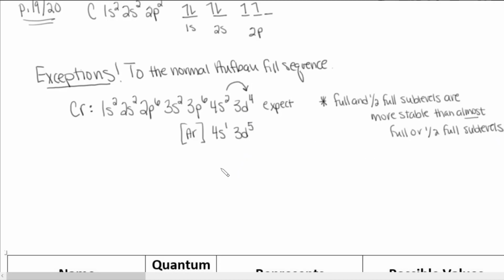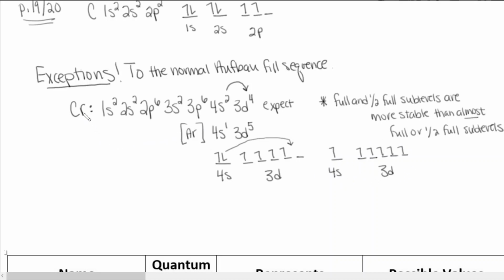Sometimes it's easier to look at a visual, right? So chromium: 4s, 1, 2, 3, 4, 5, 3d. So this is what we would expect to see. But do you see how this is almost half full with 5 valence electrons? This electron, put it over here, and you get 4s1, 3d5. Half full, half full. Okay?